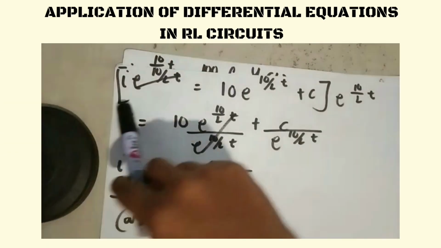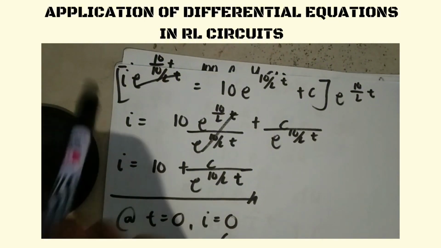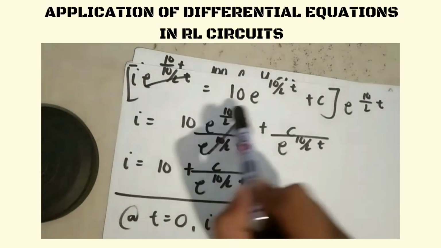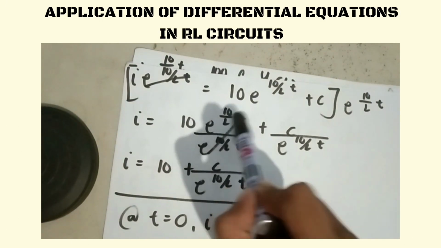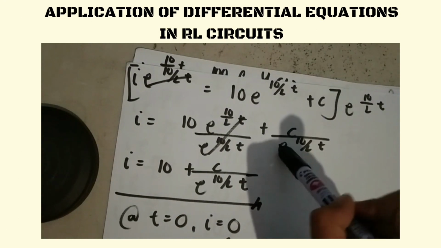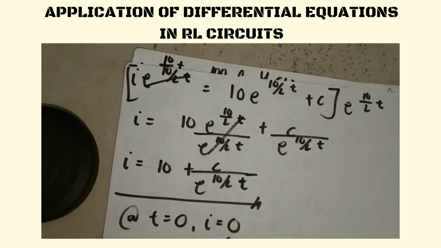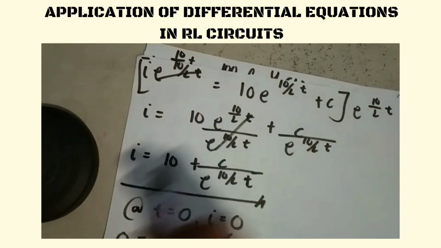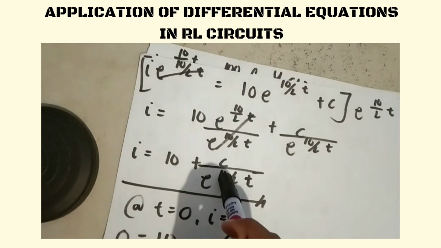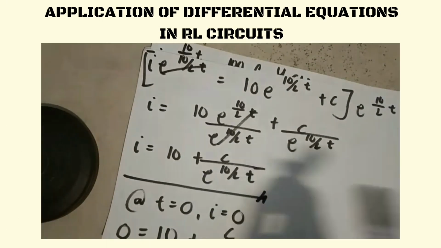Let's cancel the e, so we get I. Then I is equal to 10 e raised to 10 over L t over e raised to 10 over L t, plus C over e raised to 10 over L t. So cancel this, then I is equal to 10 plus C over e raised to 10 over L t.